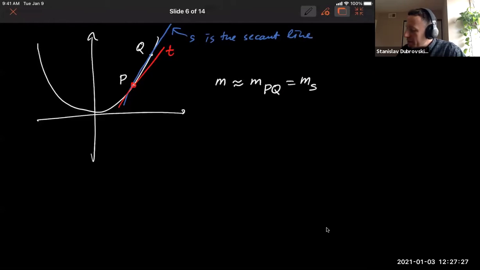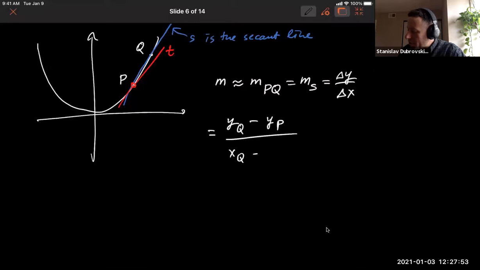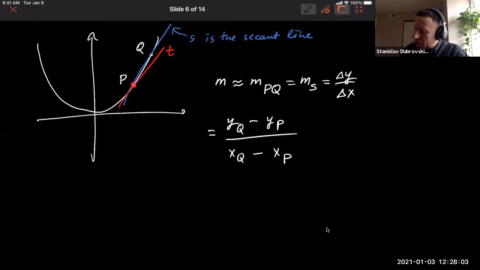And that is the change in Y over change in X between P and Q, right? So what is that? Change in Y over change in X. That is, we have to take the Y coordinate of Q, subtract the Y coordinate of P, divide by X of Q minus X of P. But the coordinates of P are known to us. So P has coordinates 1 and 1.